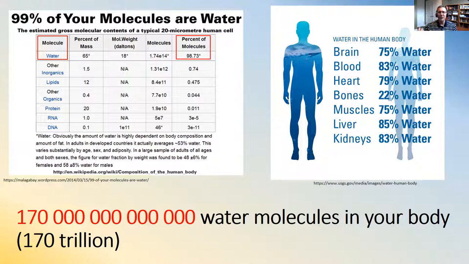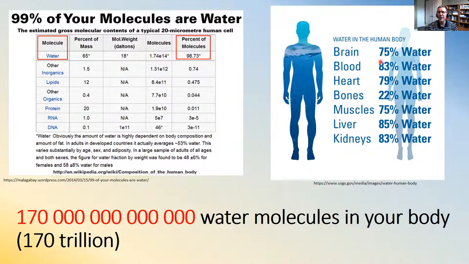So your body is composed of a lot of different cells, and within those cells, there are tons of different molecules. We're going to see how many molecules. It turns out 99% of all the molecules in your body are actually water, right? So you're composed of a lot of different stuff, there's no doubt about it. But most of the stuff that makes up you is just water. We are essentially just water, right? By a percentage of mass, your body's about 65% water. But by just counting up the molecules, 98.73% of the molecules in your body are water.